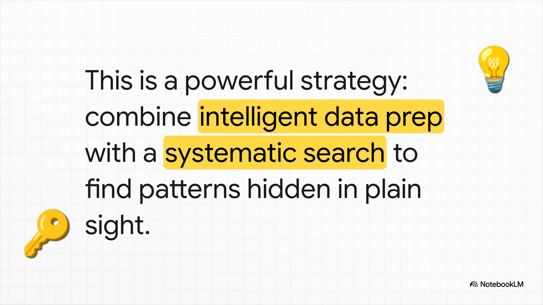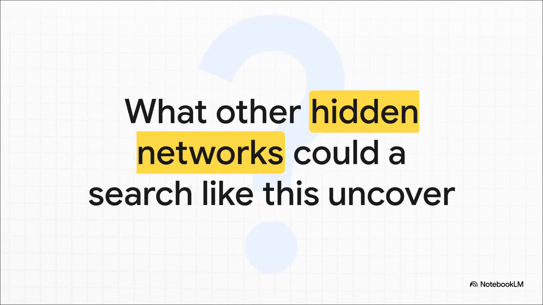And that really brings us to the big idea here. This was never just about students and test scores. It's a universal strategy. When you combine intelligent data preparation with a systematic search, you can untangle incredibly complex problems and find patterns that were hiding in plain sight the whole time. So, I'll leave you with this question to think about. We used this method to find study circles, but what else could you find with it? Think about it, from hidden communities on social networks to the most efficient routes in a supply chain, or maybe even spotting patterns in financial markets. What other invisible networks are out there, just waiting for a systematic search to bring them into the light?